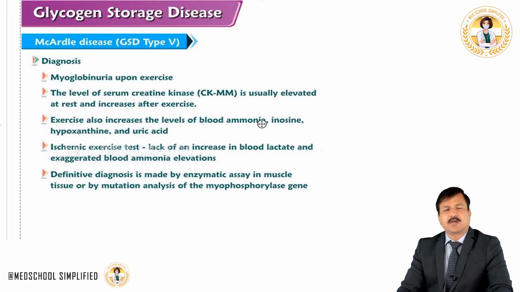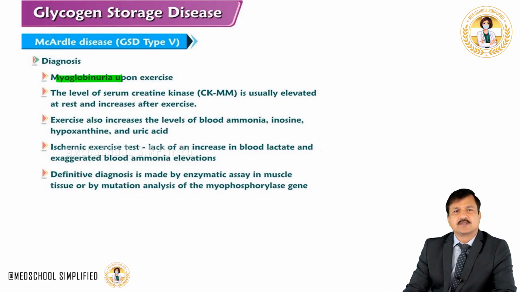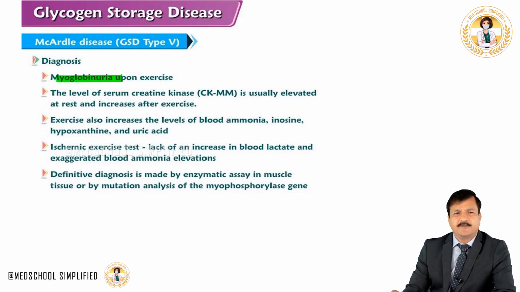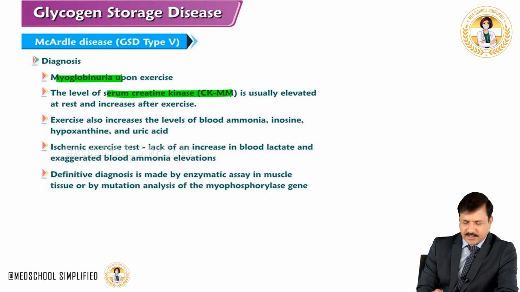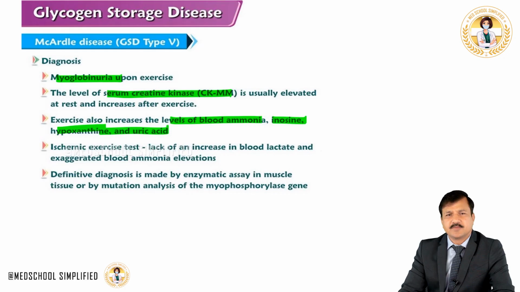Now the diagnosis of McArdle's disease can be done by the presence of myoglobinuria upon exercise. Also, since muscle is breaking open, the contents of the muscle can be found at increased concentration in the blood. That is, determination of serum creatine kinase (CKMM), which is usually elevated at rest and increases after exercise in these patients. Exercise also increases blood levels of ammonia, inosine, hypoxanthine and uric acid. These are degradation products of purines because of degradation of DNA and RNA.